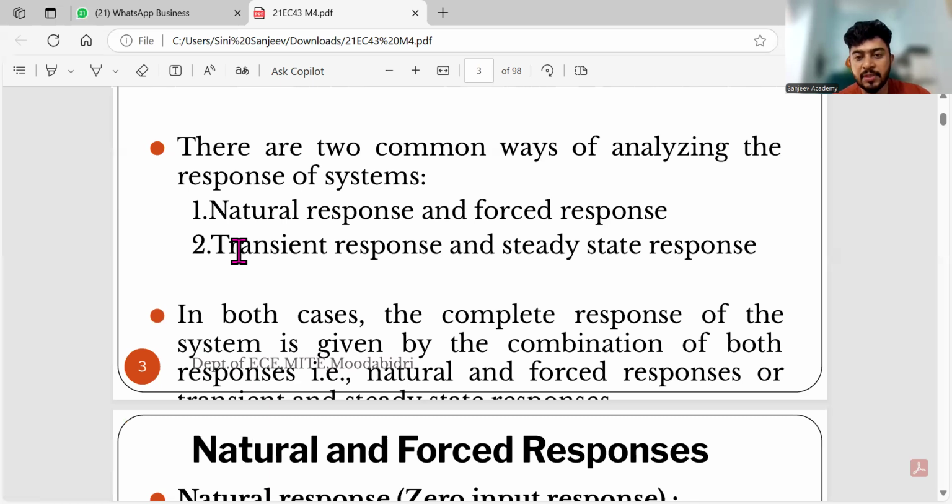Then transient response and steady state response. Transient meaning momentary change. If I switch on the fan, immediately the fan will start to rotate, right? Just like that, an immediate response. That is called transient, within that second. It will be very, very fast. So differentiation, di by dt and all of those things, those are the transient response. And steady state means normal.